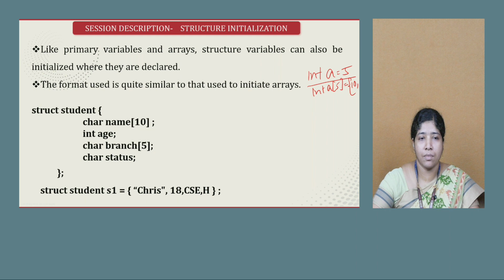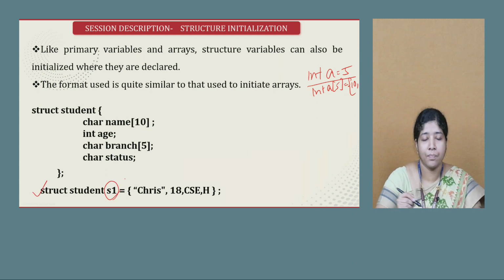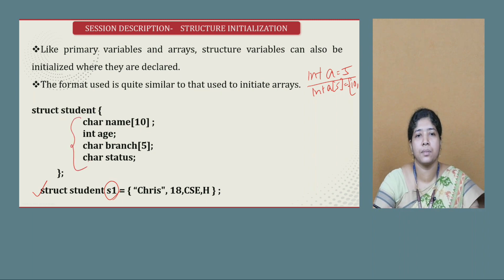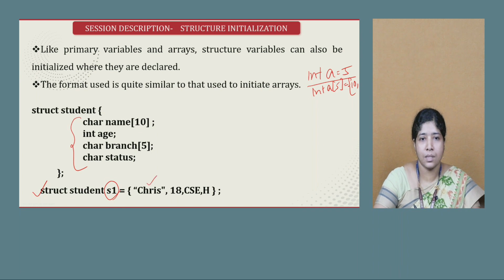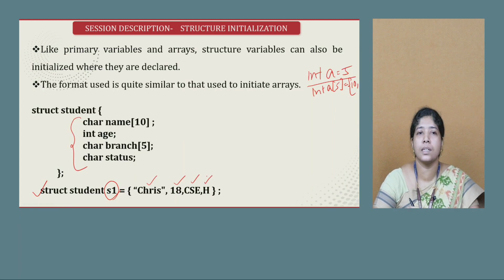So this is a structure I have created. Now I have given the structure name. What is the structure name here? S1. Can you see? S1 is the name which I am giving for all these data members. So the first value is Chris, that means it is stored under name. 18 is the age which is stored for the age field. CS is the branch name which I am storing for branch, and the single character status of the student as hostler. Okay, so we can assign the values directly at the moment we declare them, as we have done for a normal variable as well as for an array.